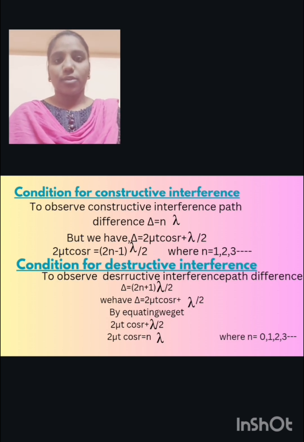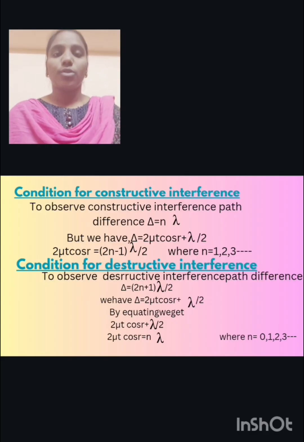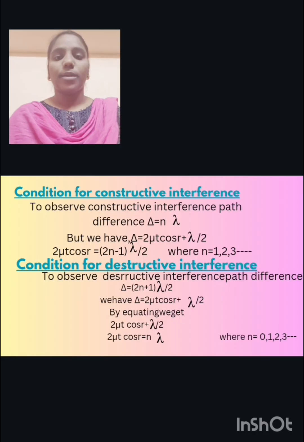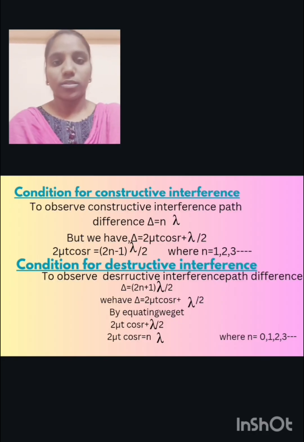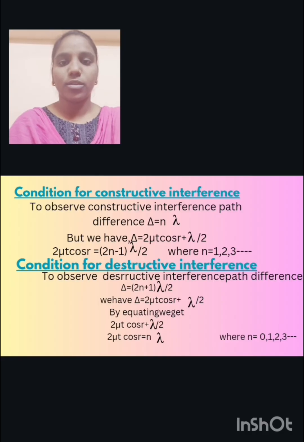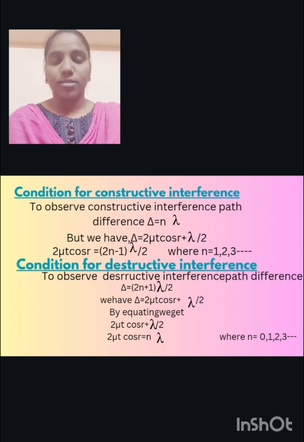Condition for destructive interference: to observe destructive interference, the path difference delta is equal to (2n plus 1) into lambda by 2. We have delta equal to 2 mu t cos r plus lambda by 2. By equating, we get 2 mu t cos r is equal to n lambda, where n is equal to 1, 2, 3. These are the conditions.